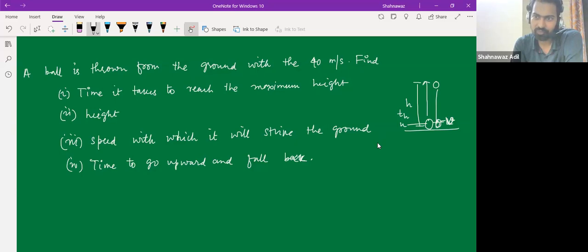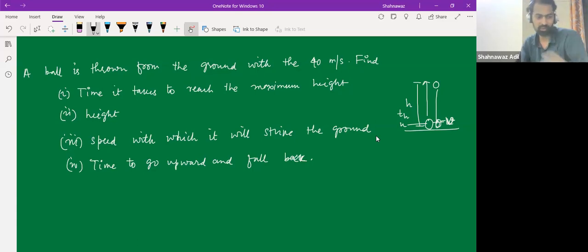Sir, can we take the approximate value of 9.8 to like 10 meter per second? Yeah, so whenever in the question they mention to take g equal to 9.8, then you take g equal to 9.8, or you can also take the approximation g equals 10.